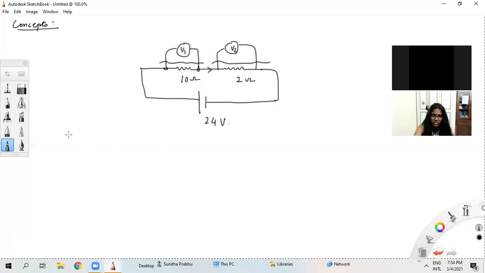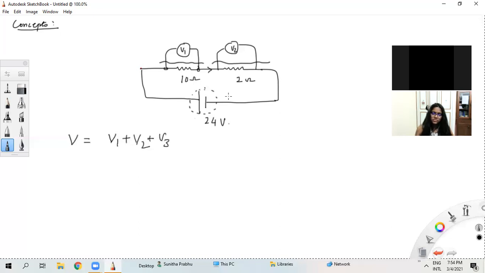What is the relationship between V1 and V2 in series? All of them have to be equal. Not all of them have to be equal. The overall supply, the source, is equal to the algebraic sum of the individual voltage drops. V is equal to V1 plus V2 plus V3, if R3 is there. But there's no V3 in the sum, right? V3 is not there, so V is equal to V1 plus V2.